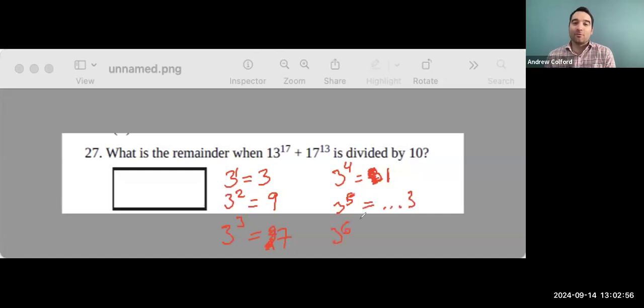Multiply that by another 3 to get 3 to the 6. That's going to end with 9 because I'm multiplying the units digit by 3. Multiply that by another power of 3, 3 to the 7. That ends with a 7. So there's a pattern that emerges, right? It may not be super obvious right away, but once you know that every units digit has a pattern, you can fall back on this.